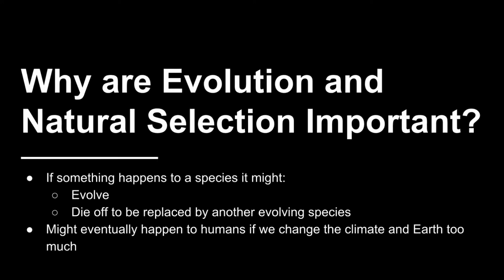Why are evolution and natural selection so important? Well, if something happens to a species, it might evolve or die off to be replaced by another evolving species. This might eventually happen to humans if we change the climate and the earth too much.